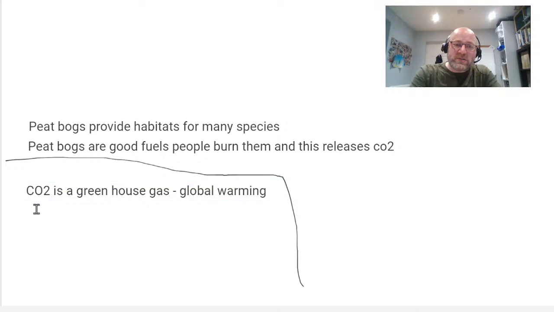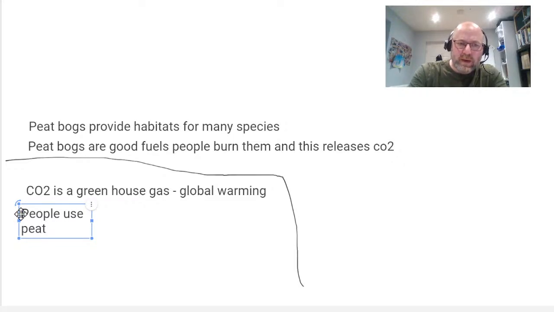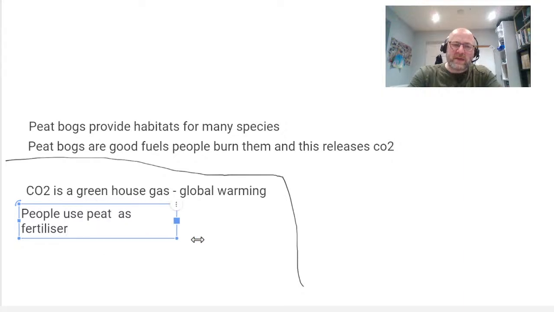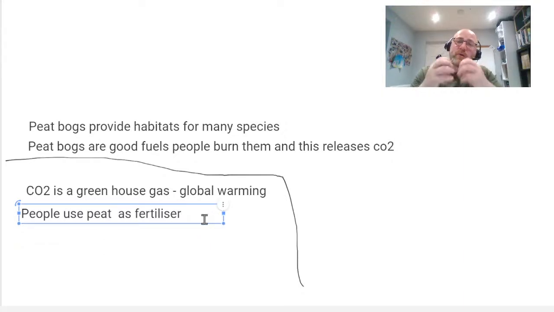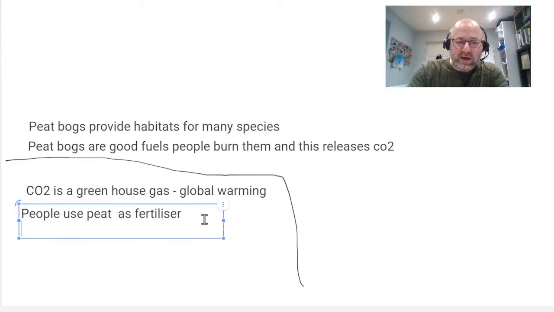The other thing that us humans do with peat bogs, people use peat as fertilizer. So we use peat as fertilizer. Why? When it breaks down, microorganisms love it and they break it down, and it gives so many nitrates and other rare nutrients into the plants that the plants need, that your crops are going to grow brilliantly, or the flowers in your garden are going to grow excellently. People use peat as fertilizer.